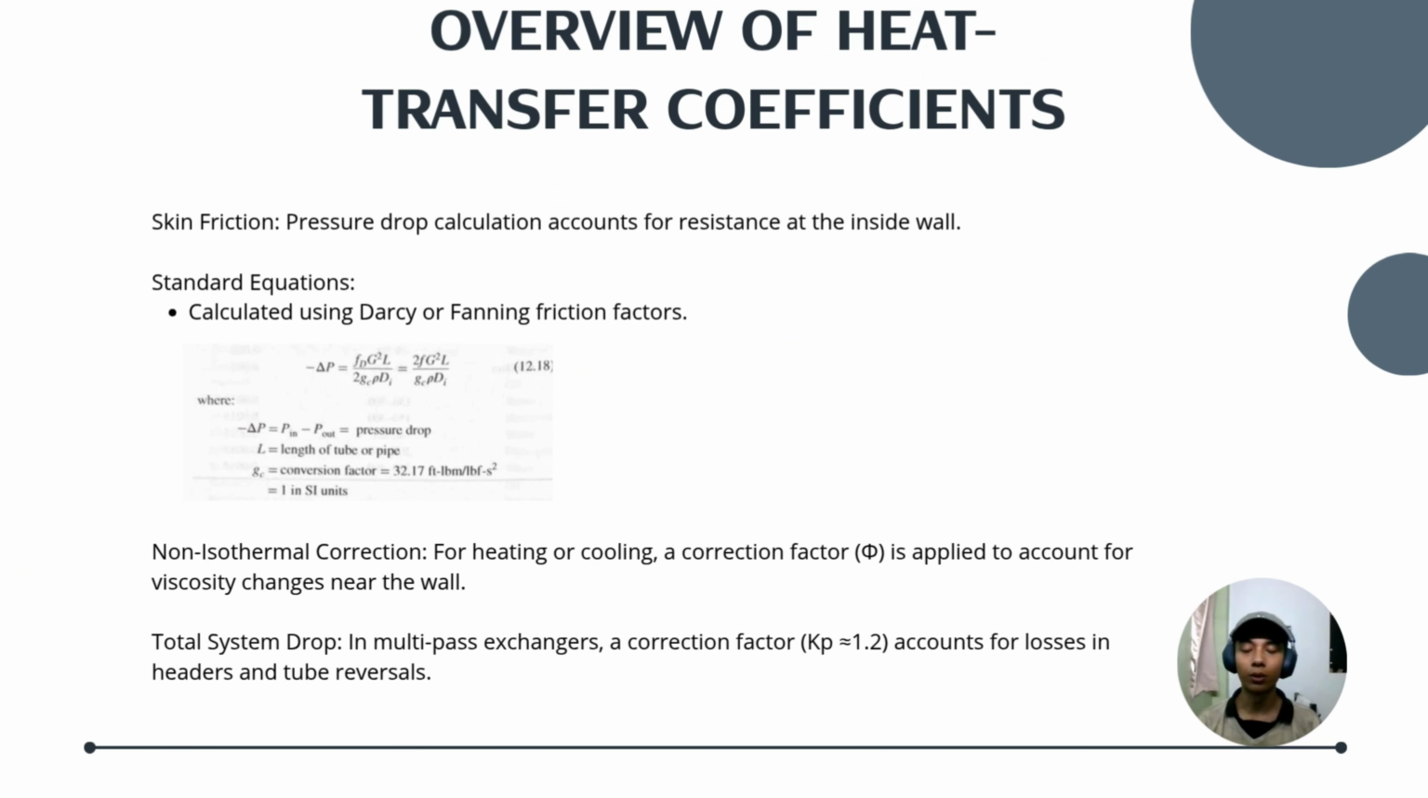Pressure drop considerations. Efficiency isn't just about heat, it's also about power. Every exchanger comes with a pressure drop cost. We calculate this using Darcy or Fanning friction factors to account for skin friction. As you can see, equation 12.18. Following heuristic 31, we aim for specific ranges, for example, 5 to 9 psi for liquids and about 3 psi for vapors. We also have to apply correction factors for multi-pass exchangers, where the fluid loses energy every time it reverses direction in the headers.